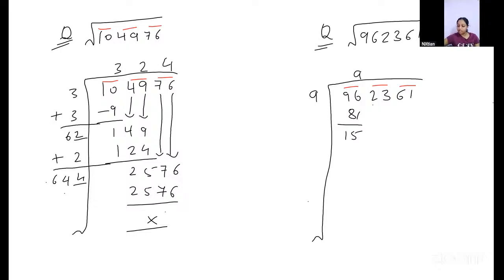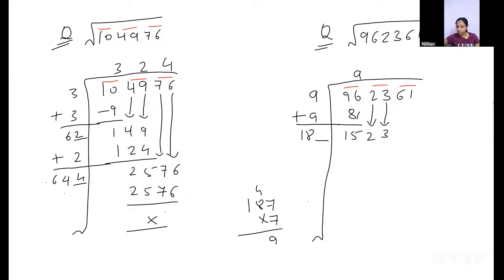Then I'll bring down the next pair, that is 23. And I'll add 9 to the side. 18 and dash. 1 5 2 3 I have. 180. 3 into 3 will be very short. 7 into 7. 9 carry 4.